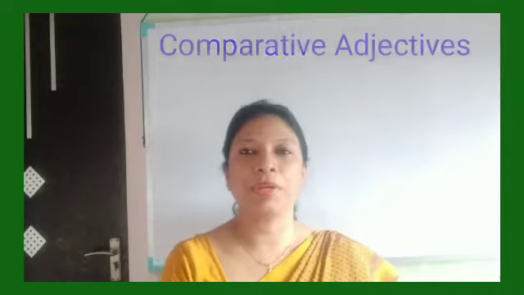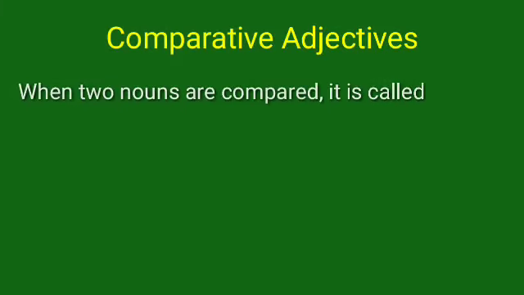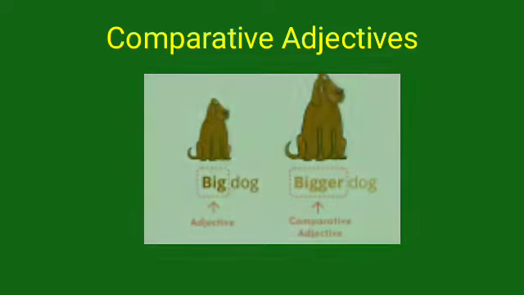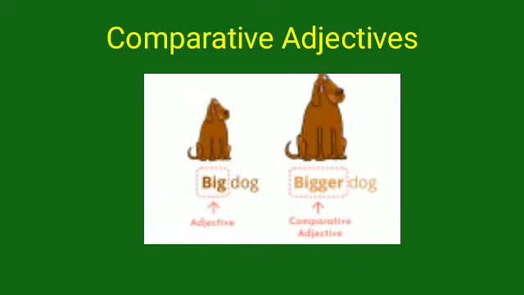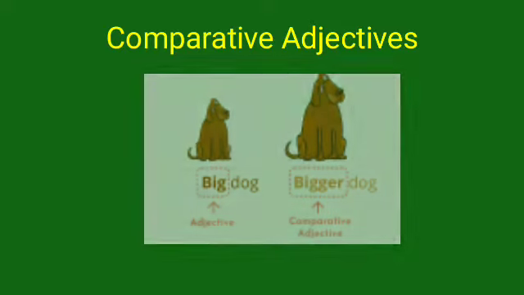So come, let's begin. Comparative adjectives. When two nouns are compared, it is called comparative adjectives. Comparison between two things. So let us see a few examples. Now can you see there are two dogs, okay? And the comparison between two. One is a big dog, the other is a bigger dog. Bigger than the first one, right? So the comparative adjective is bigger.